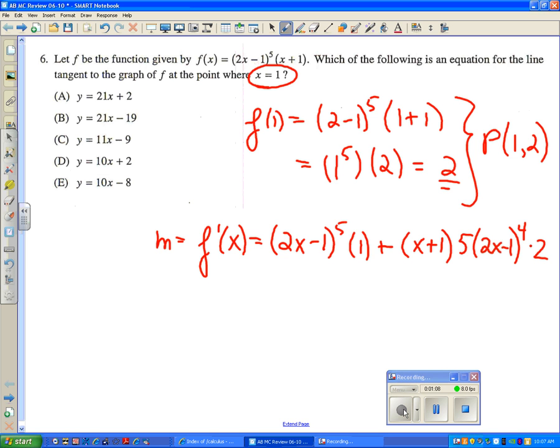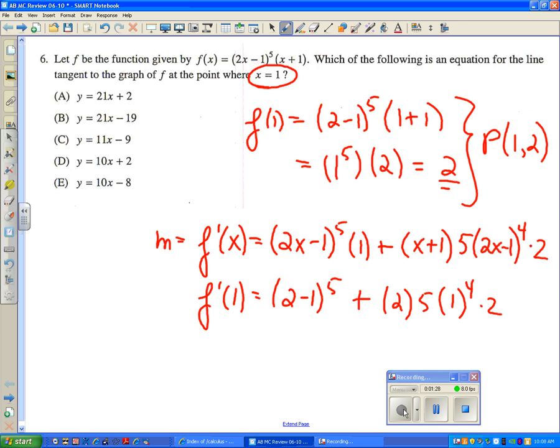So now let's just put in 1 and see what happens. Won't we get (2 minus 1) to the 5th times 1? I won't even write it. Plus, won't it be 2 times 5 times (2 minus 1), which is 1 raised to the 4th, times 2? Working on this a little more, won't we get 1 to the 5th, plus 2 times 5 times 2, which is 20, for a total of 21. So our slope is 21.